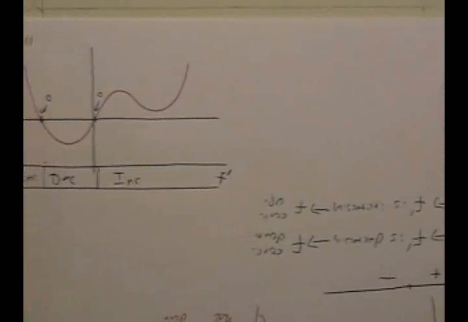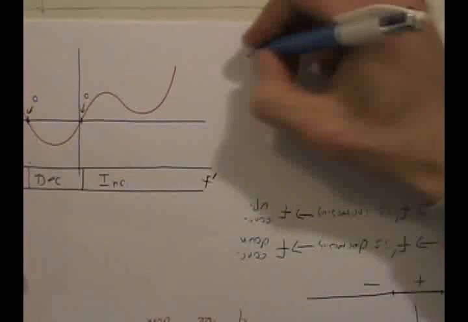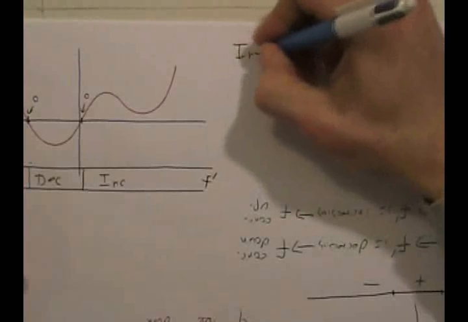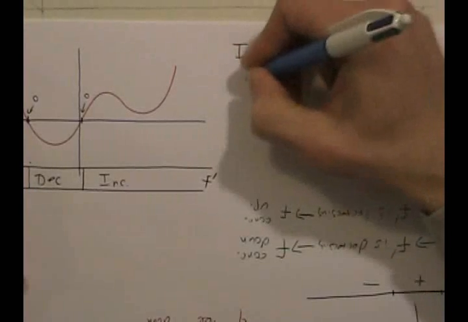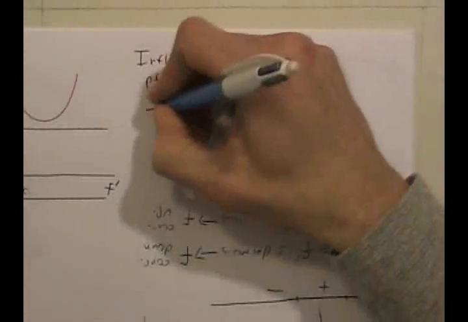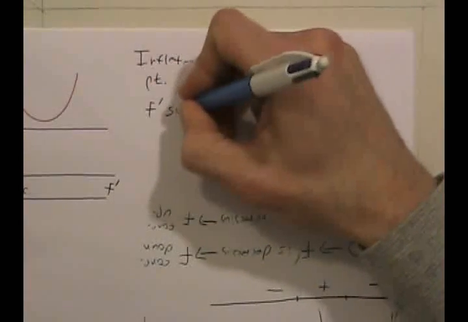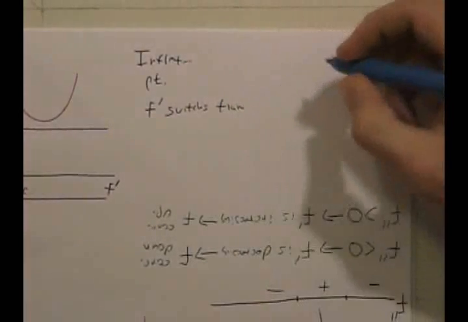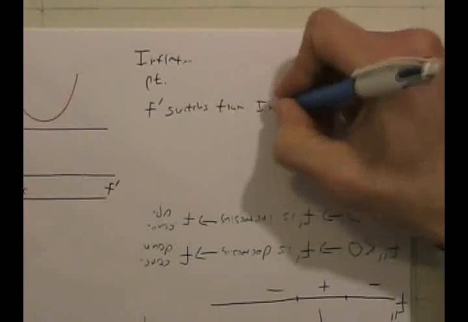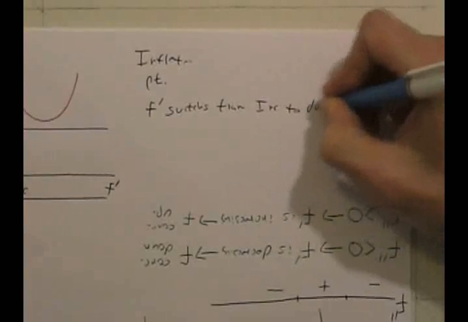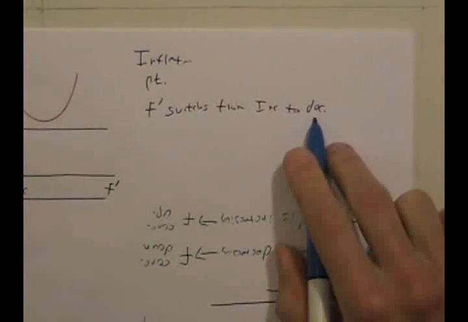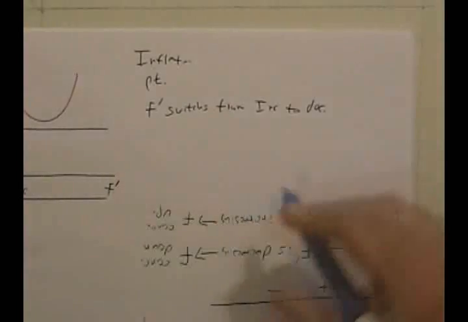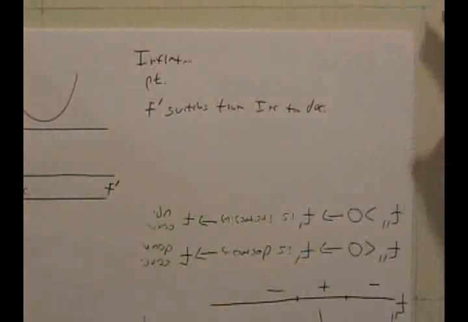An inflection point, so let me just write that out, inflection point. That is defined as where f prime switches from increasing to decreasing, or from decreasing to increasing. All right, that's the definition of an inflection point.